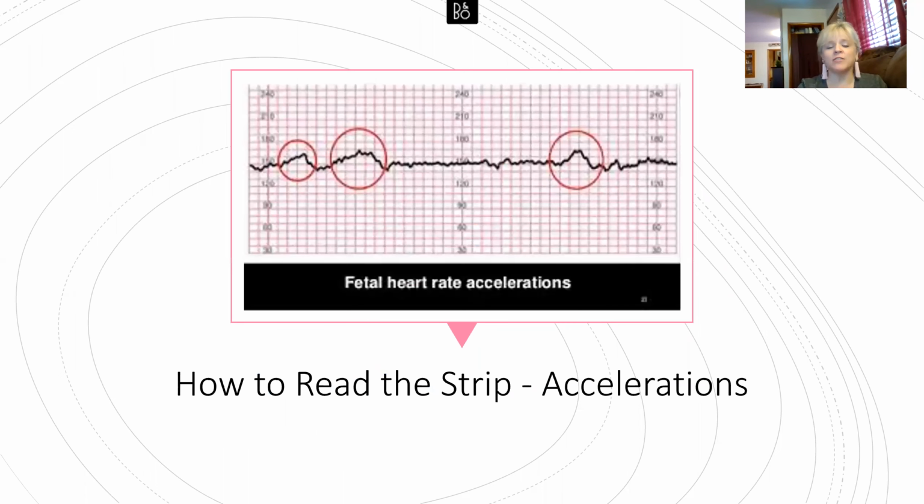Let's first talk about accelerations. You'll see this strip here and there are 3 accelerations on it. An acceleration is a visually obvious increase in the fetal heart rate. They usually peak in about 30 seconds. What do these mean? It means that the fetus is responding to a contraction, most likely, or to some other stimulus, that they're actually getting a mini workout and their heart rate is responding appropriately. So it means that we have a well-oxygenated fetus.